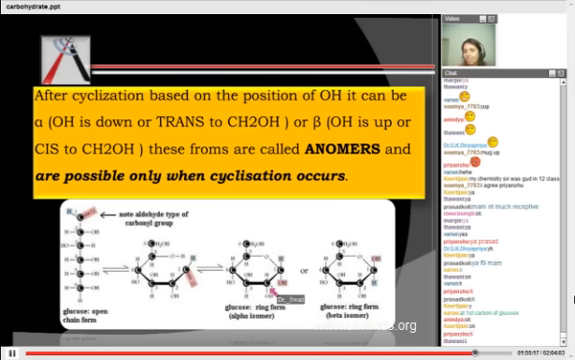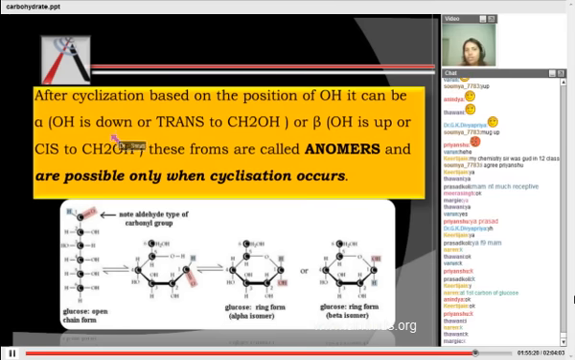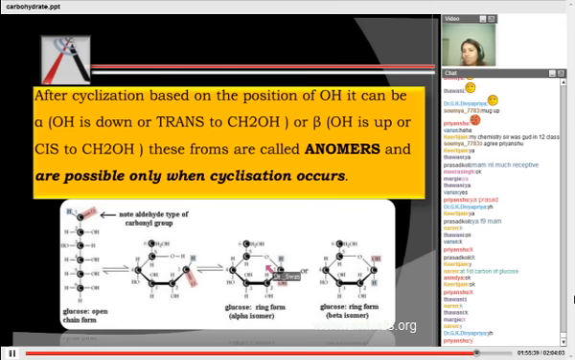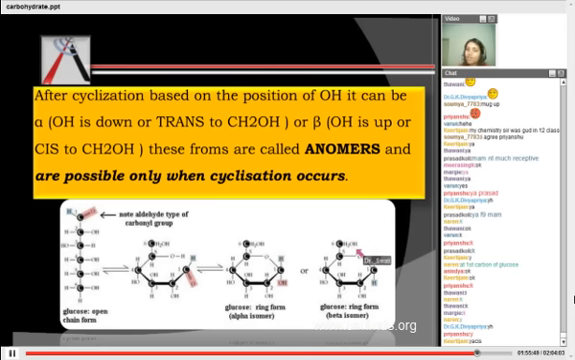So in this case, if the OH is positioned down, it is also called trans to CH2OH. It is always in relation to this. Do you notice CH2OH here is on the top? If your OH is away from that CH2OH, then it is the alpha form. And if OH and CH2OH are on the same side, it is the beta form.